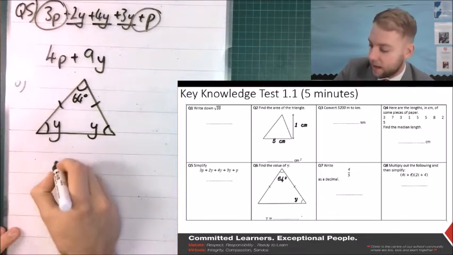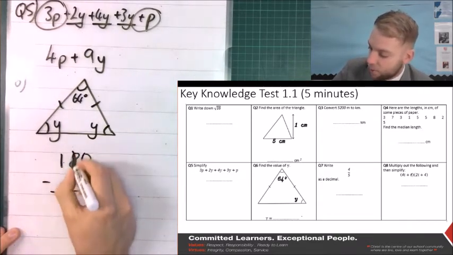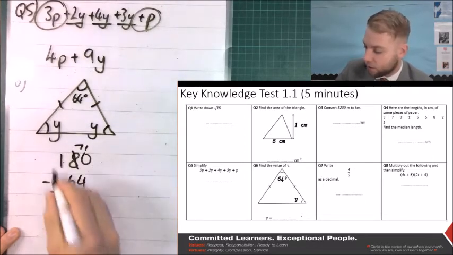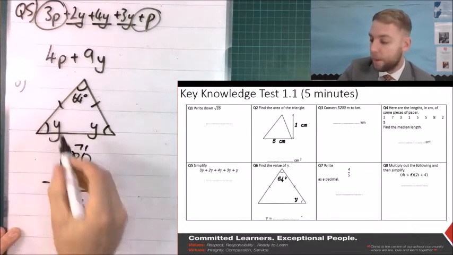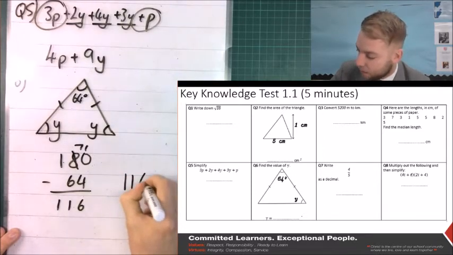So in which case, it's going to be 180, take away 64. Borrow from this, 7 and 10. 10 take away 4 is 6. 7 take away 6 is 1. We've got 116 for these two. Okay? Remember, both of these are worth 116. So I need to divide this by 2.